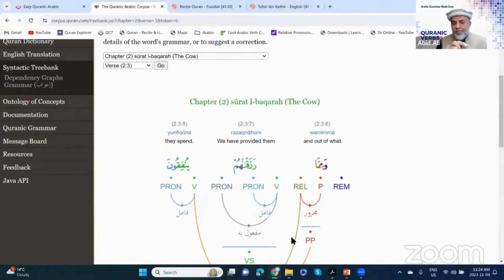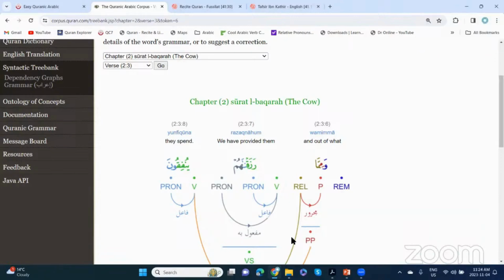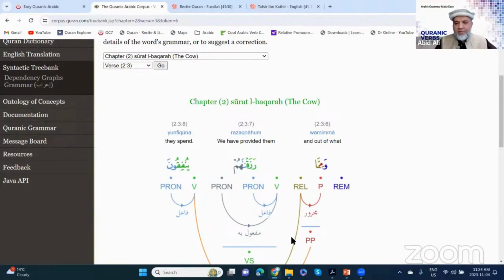So razaqnahum. By now, we know that razaqnahum is a verbal sentence with a fa'il, a fa'il, and a maf'ul. Can you guys see that? And look at the translation. Brother Ijaz, please just let me speak, and then when I ask you, you comment, right? Jazakallah khair. So razaqnahum, if you don't know the answer, just look at the meaning on top. We have provided them. So we is the fa'il, them is the maf'ul, and have provided is the verb. And it is a madi. I don't have to think too much about it because it's provided, it is done in the past.